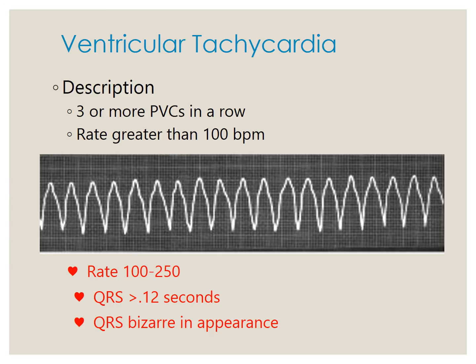But features that you will see is the rate is usually between 100 to 250 beats per minute. The QRS is greater than 12 seconds. And the QRS looks bizarre in appearance. Okay, so this is kind of a salient feature here. This again is a run of VTAC.